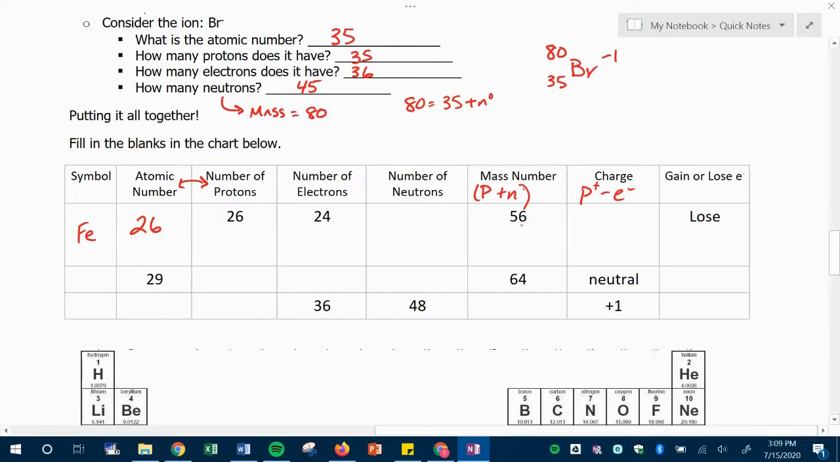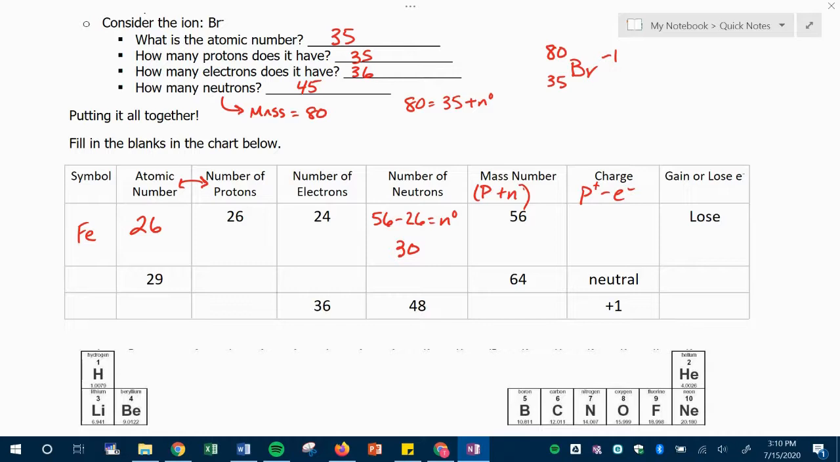Now, since we're given a mass, we can solve for our number of neutrons by using the number of protons as well. So in this case, it's going to be 56 minus the 26 protons is equal to our number of neutrons. And so when we do that, we get 30. All right, so next up, our last missing box for this one is the charge.